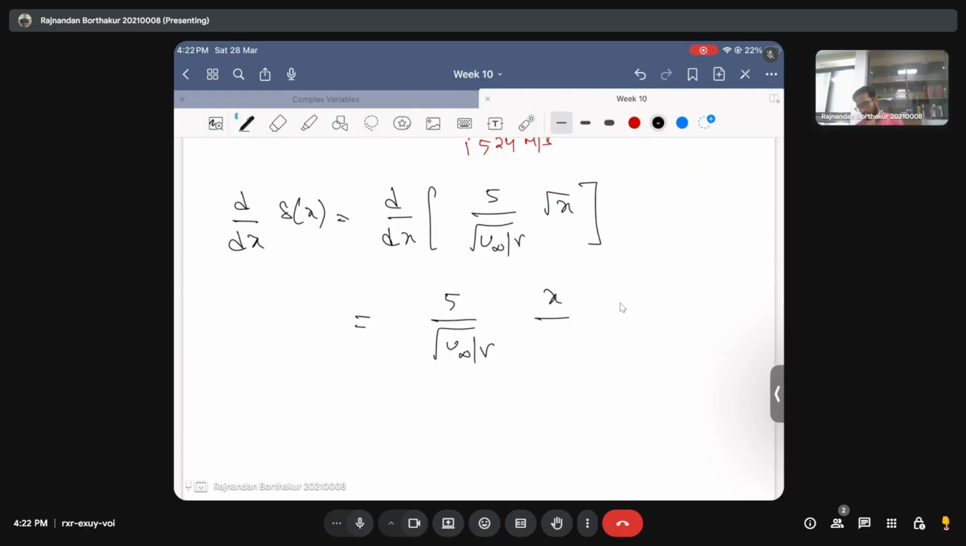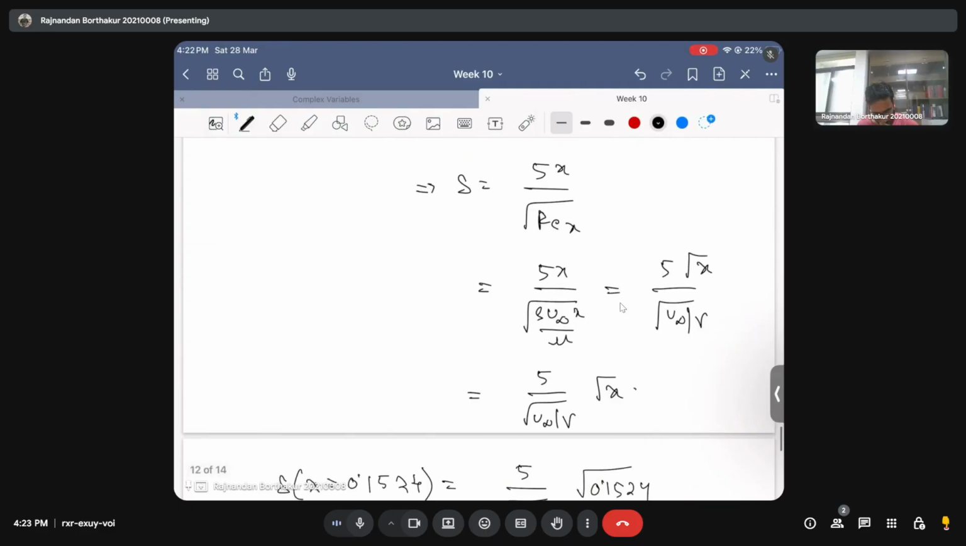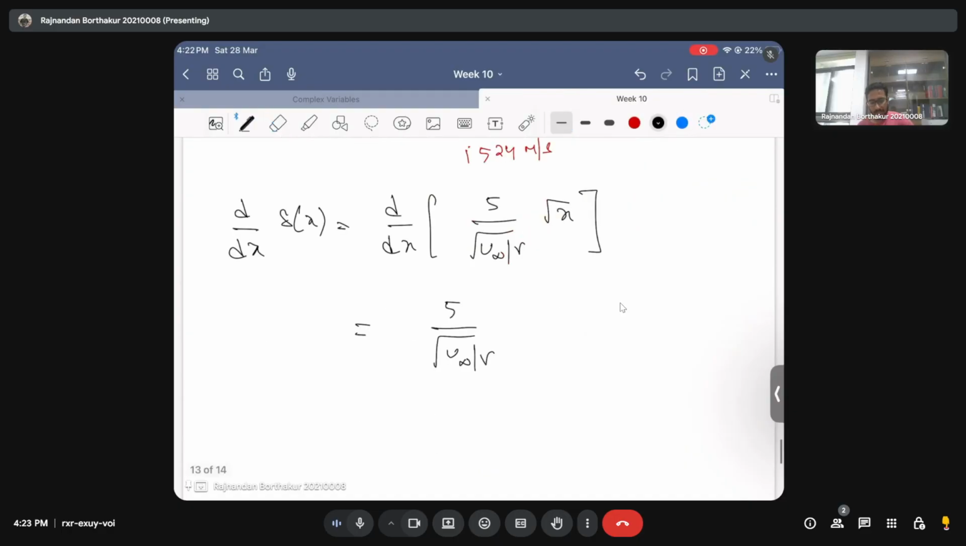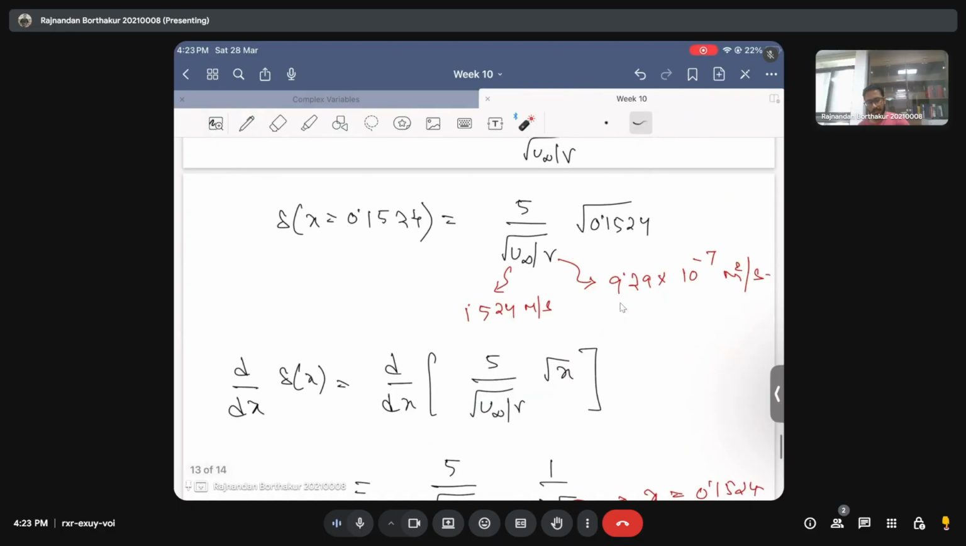Hold on, did I make some mistake? So let's see. Yeah, I think this is fine. This should be root x. So then you just need to do d/dx of this. It is going to be equal to 1 by 2 root x. That is exactly what you're going to get. And then you just need to substitute x equal to 0.154. So that's your d delta by dx. And of course, the values of u infinity and nu, which we know, are these values.